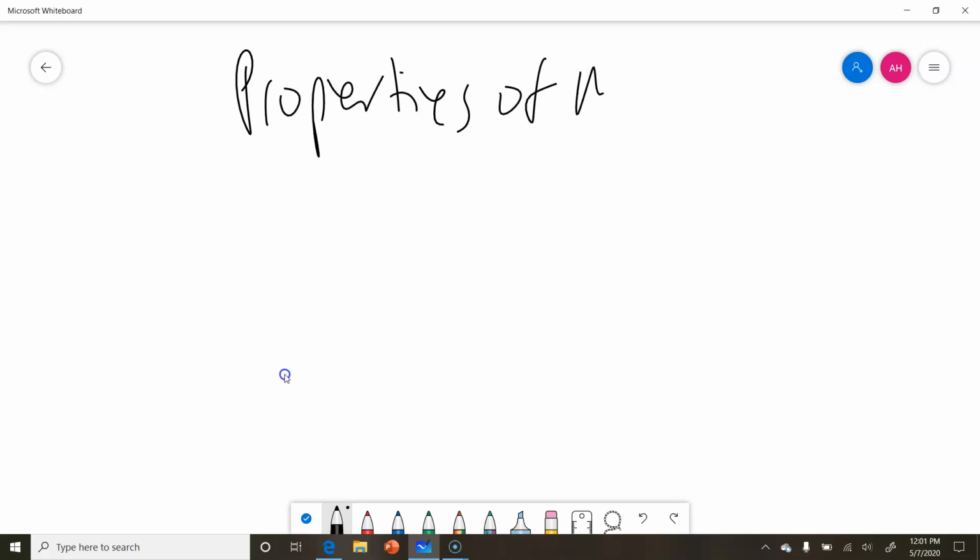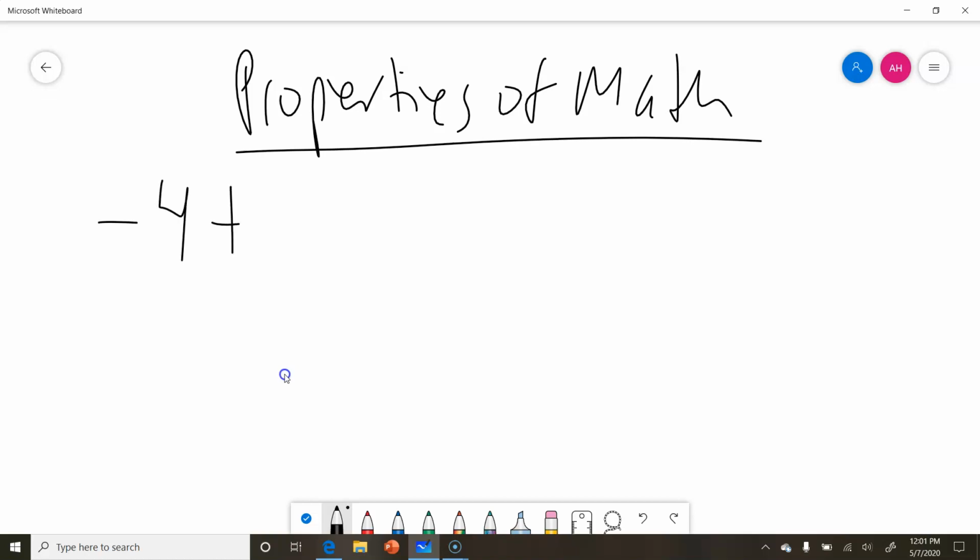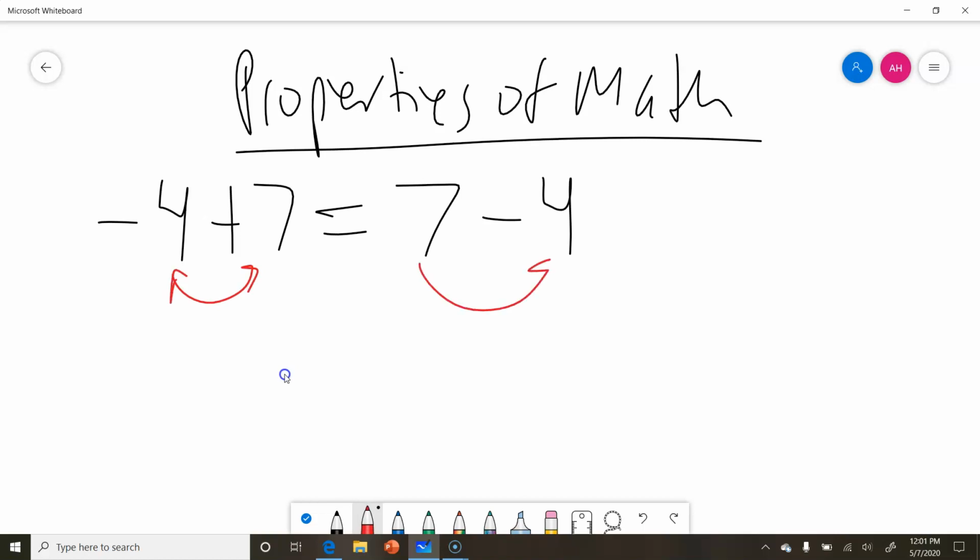Now, the second half of the homework here is just going to be learning how to use what's called the properties of math. Okay, you're just using the properties of math. So, for example, if they give you something that would look like this, right here, if they would say -4 plus 7 is equal to 7 minus 4, you see how all they did was switch the order. That's technically called the commutative property, but you don't have to know that for the test.